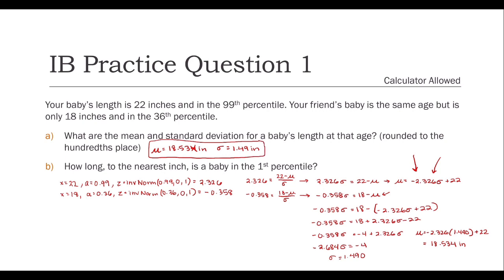Then for part B, it says how long to the nearest inch is the baby in the first percentile. So our x value equals inverse normal of the area, which is 0.01, and then the mean is 18.53, and the standard deviation is 1.49. So we can enter that into the calculator and get that x equals 15.06, which they want us to round to the nearest inch. So the baby in the first percentile would be 15 inches.